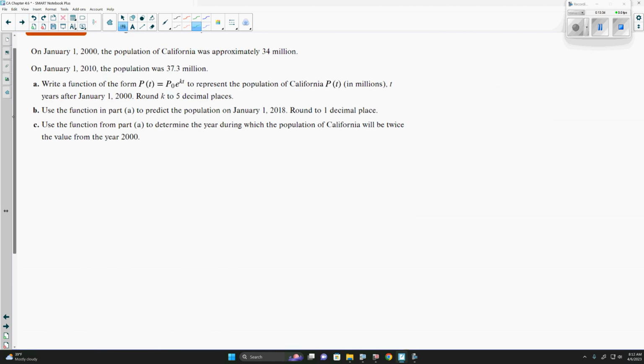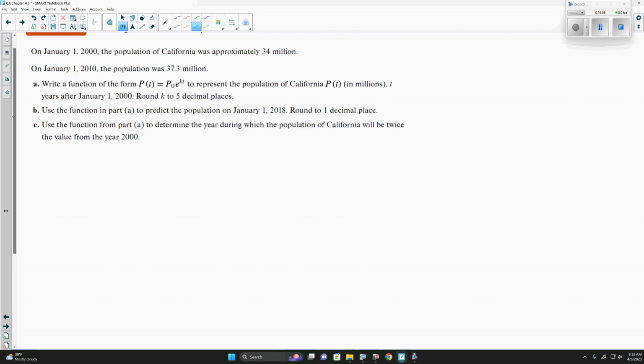On January 1st, 2000, the population of California was approximately 34 million. On January 1st, 2010, the population was 37.3 million. Write a function P of t equals P naught e to the kt to represent the population of California, P of t, in millions, t years after January 1st, 2000. Round k to 5 decimal places.